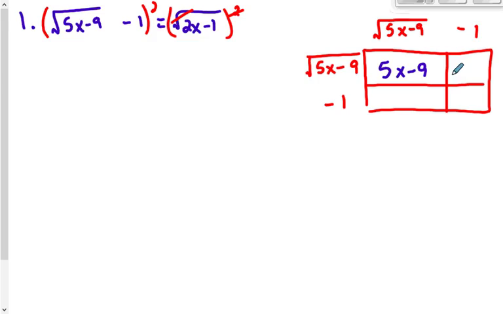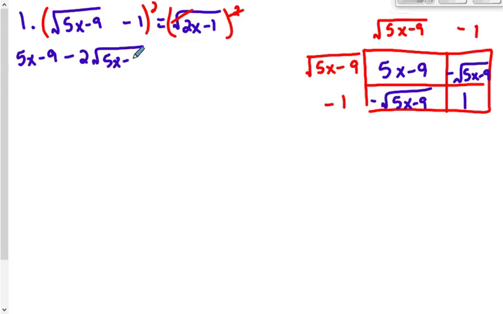Right here, negative times that square root is just the negative square root of 5x minus 9. And the same thing right here, negative square root of 5x minus 9. Negative 1 times negative 1, positive 1. So let's take all of this and write it with our problem. We have 5x minus 9 minus 2 times the square root of 5x minus 9 because I have two of them that are the same. Then a plus 1 equals 2x minus 1. Combine your like terms.